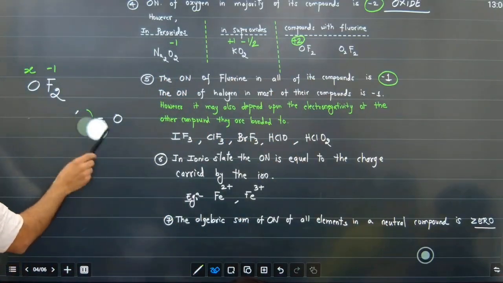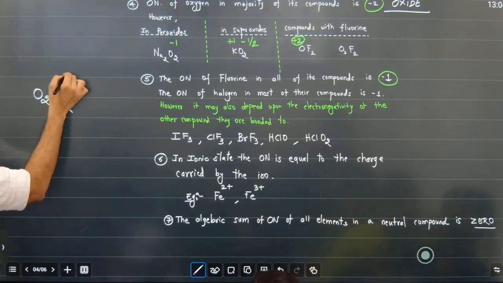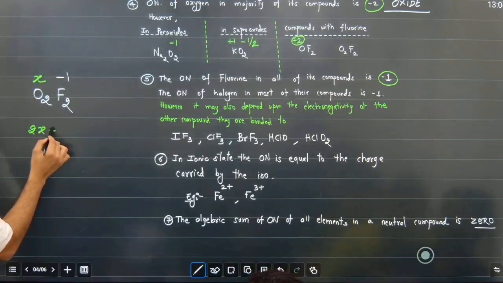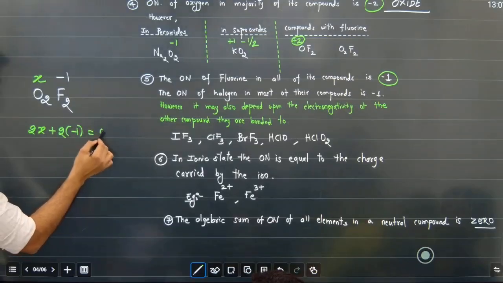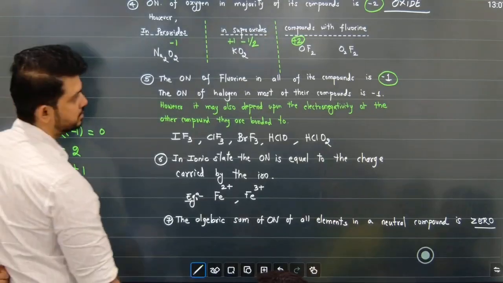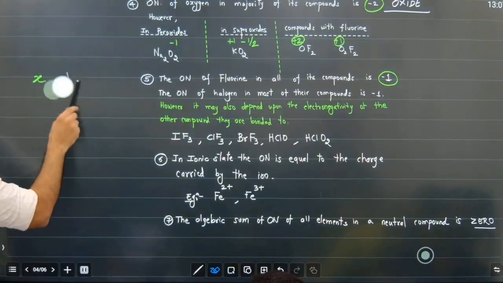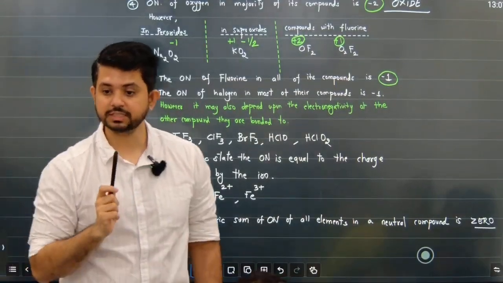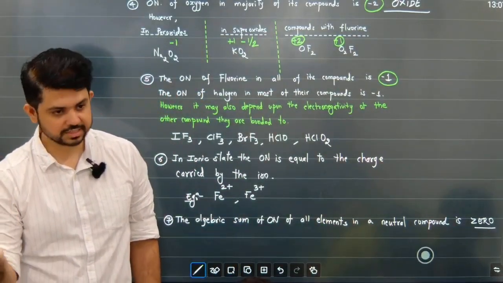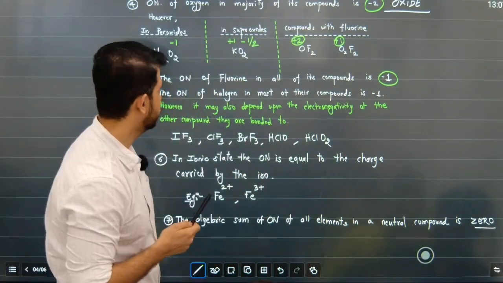Similarly, in O2F2, can someone find the charge for me? Let's find it for O2F2 also. Fluorine is -1. Let oxygen be x. 2x plus 2 into -1 is 0. So 2x is 2. x is +1. So oxygen carries a positive oxidation state with fluorine. Please remember this. And because the only element more electronegative than oxygen in the periodic table is fluorine. Getting that? Okay. Next rule.